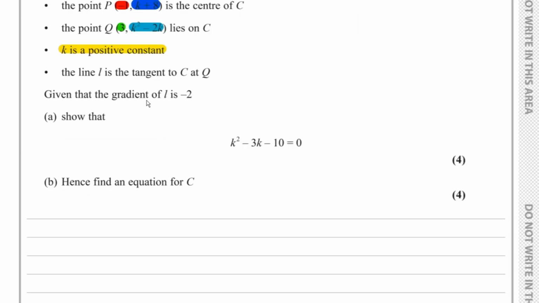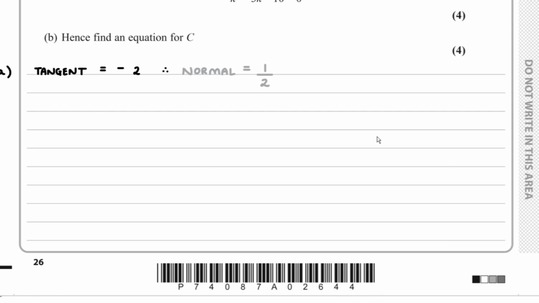If we know the gradient of L is negative 2, that means the gradient of the tangent is negative 2, from which we can find the gradient of the normal. That's 1/2. The negative reciprocal of negative 2 is 1/2. Now, we can find the gradient of PQ, and once we have found the gradient of PQ, we can set that equal to 1/2, because PQ is the normal. In other words, PQ is the radius.